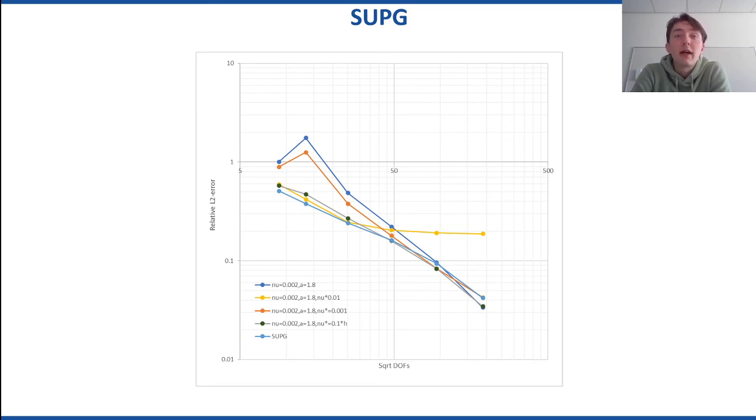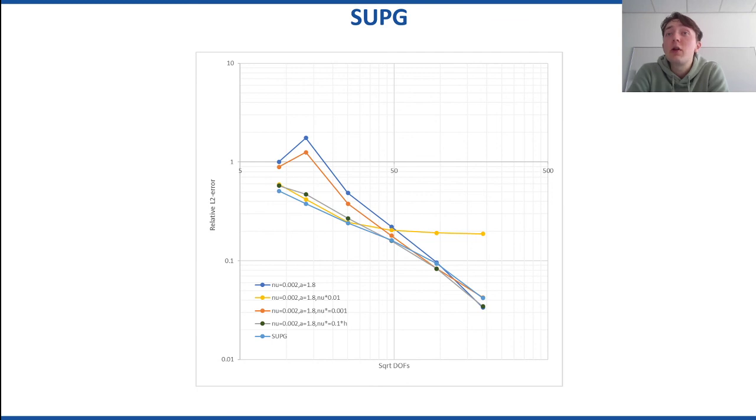I think if you look at the original article from 1983, I believe, by Thomas Hughes and Brooks, then that's one of the most highly cited articles in all of finite element technology. So that's I suppose a clear illustrator of how important this method was when it was first proposed.